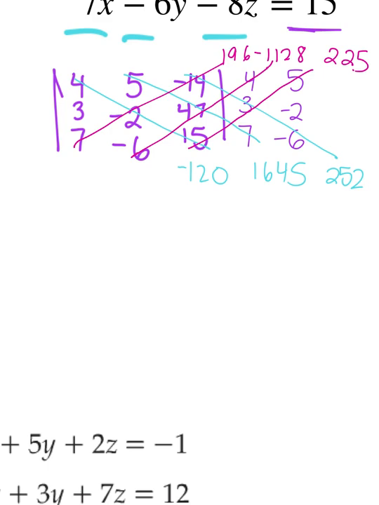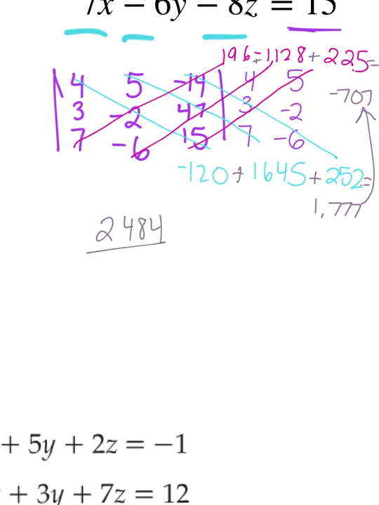All right, so now we add these numbers, and that gives us negative 707. Add these numbers, and that gives us 1,777. Subtract in this order, which turns that subtraction into addition because you're subtracting a negative. So you should expect to get a bigger number, and that is 2,484. Again, divide by the determinant, which gives us 4.